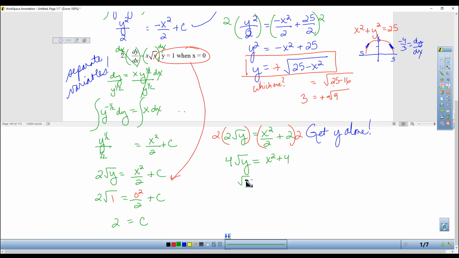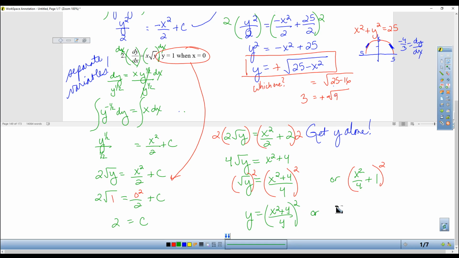So now I have the square root of y, divide everything by 4. I can just leave it x squared plus 4 over 4, or x squared over 4 plus 1. Either one's good. And then as my last step, I'm going to square both sides. So my answer is either x squared plus 4 over 4, the quantity squared, or, and I think this is the one that I wrote on that last page, x squared over 4 plus 1 squared. Both answers are great. Okay.